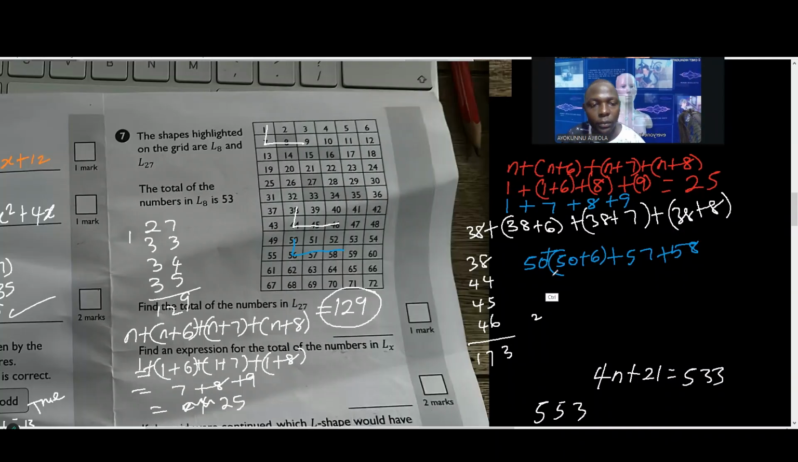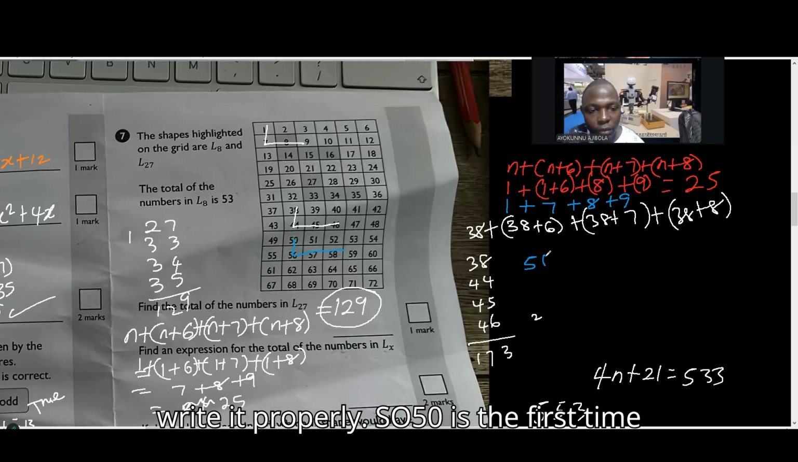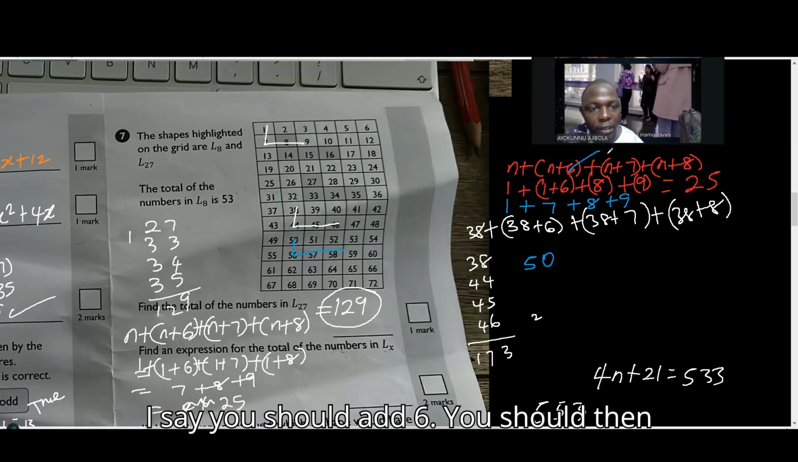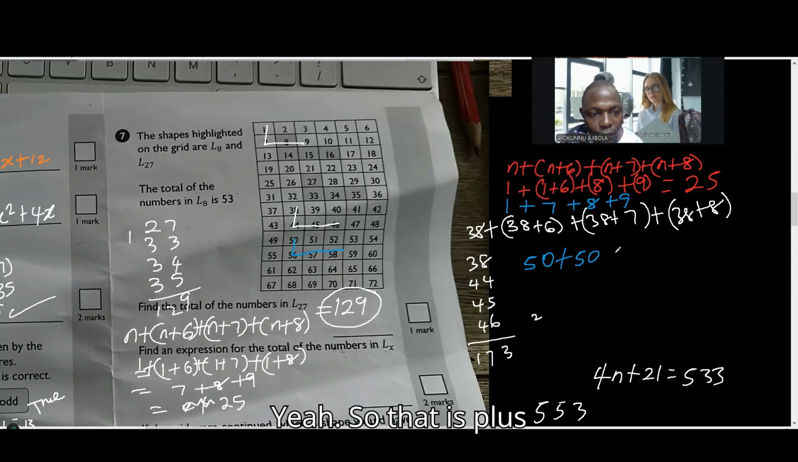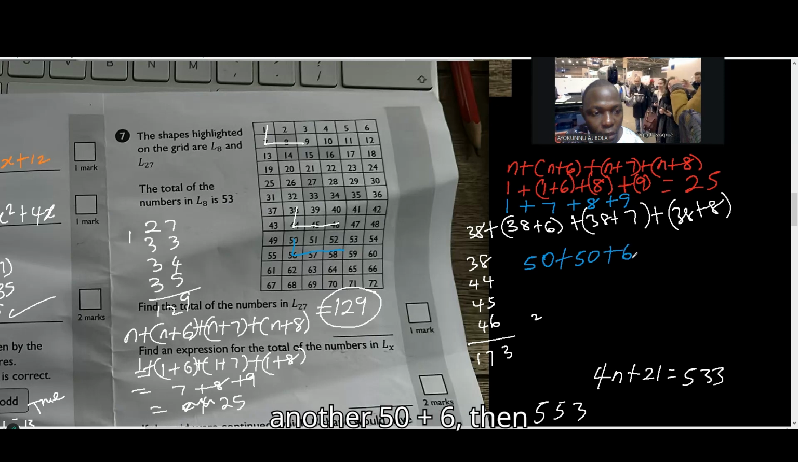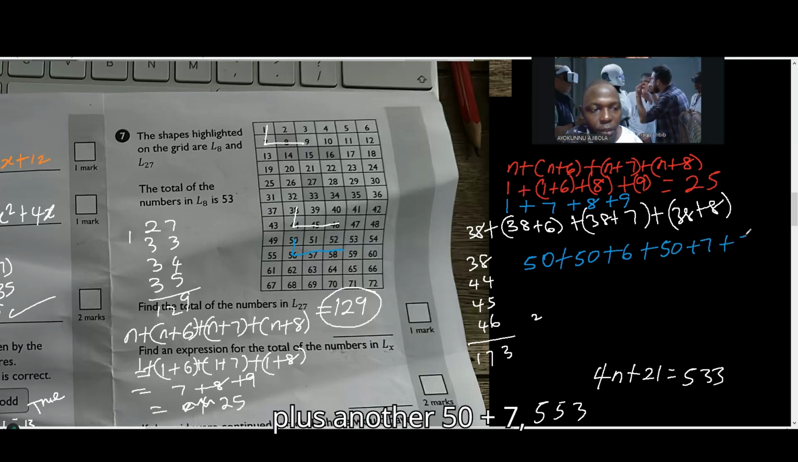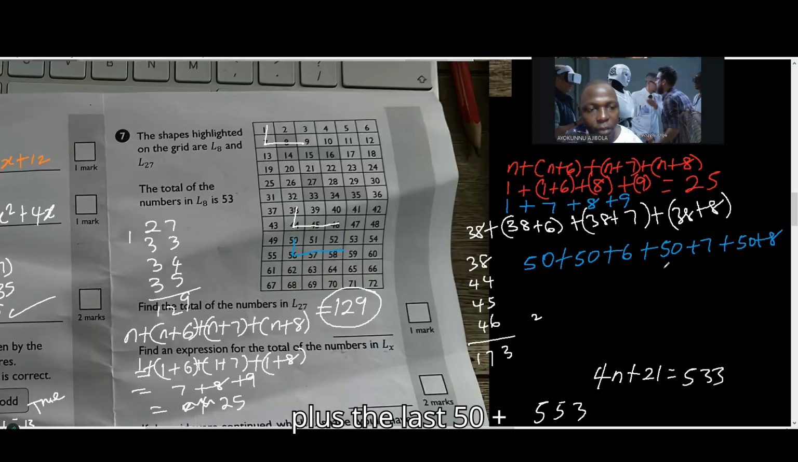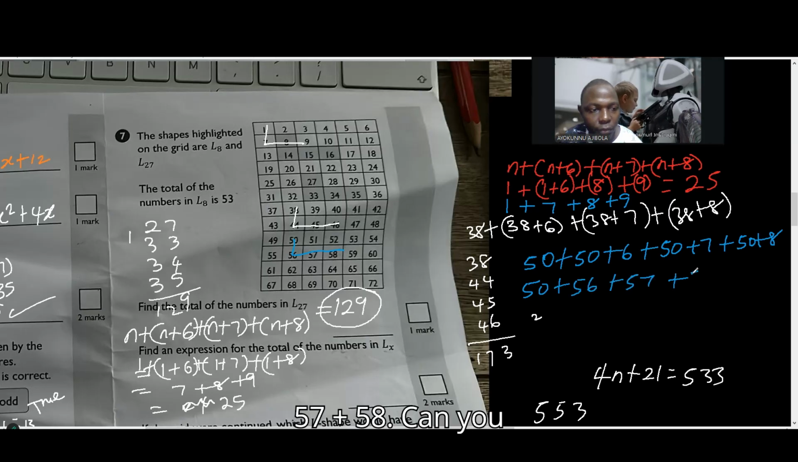Yes, sort of. Wait, let me write it properly. So 50 is the first term. I said you should add 6, then add 7, and then add 8, right? So that is 50, plus another 50 plus 6, then plus another 50 plus 7, plus the last 50 plus 8. So this is just 50, then plus 56, plus 57, plus 58. Can you see it under here?